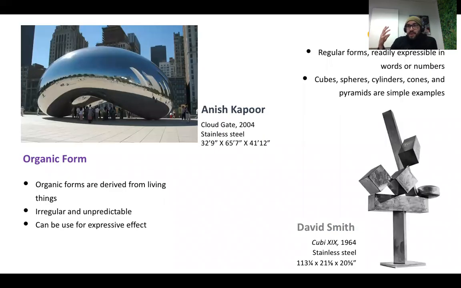Like shape, we define form by organic and geometric. So we are aware organic shapes are uneven, and organic forms can be seen in most things in the natural world. Artists insinuate the irregular character of organic forms for expressive effect. Geometric forms are regular and are readily expressible in words and mathematics, such as cubes, cylinders, cones, and pyramids, which are basic examples. Again, we are organic forms, us as human beings. So kind of think about that as well.